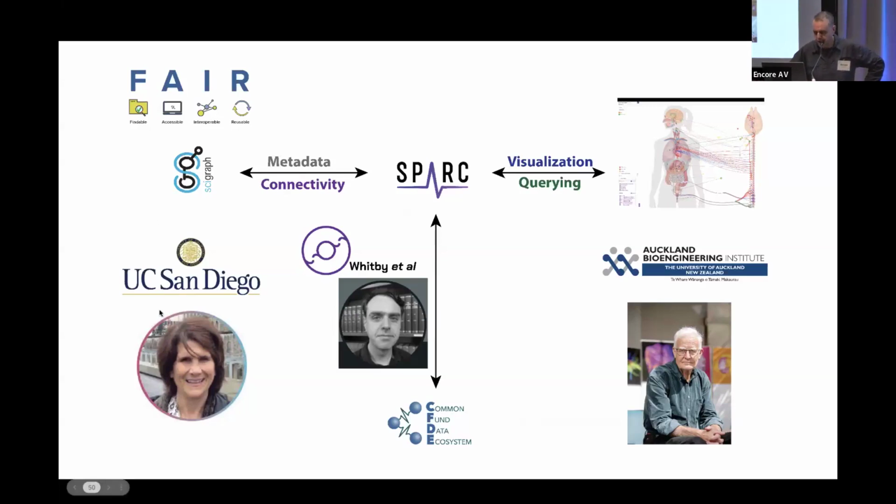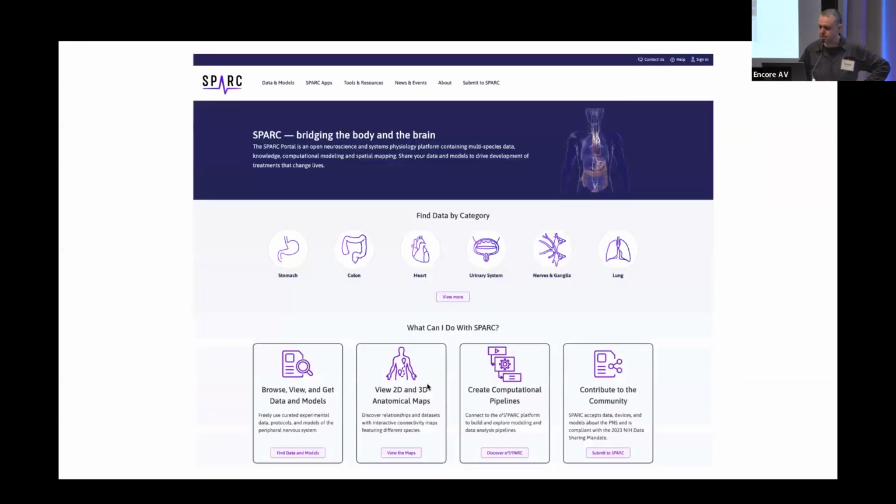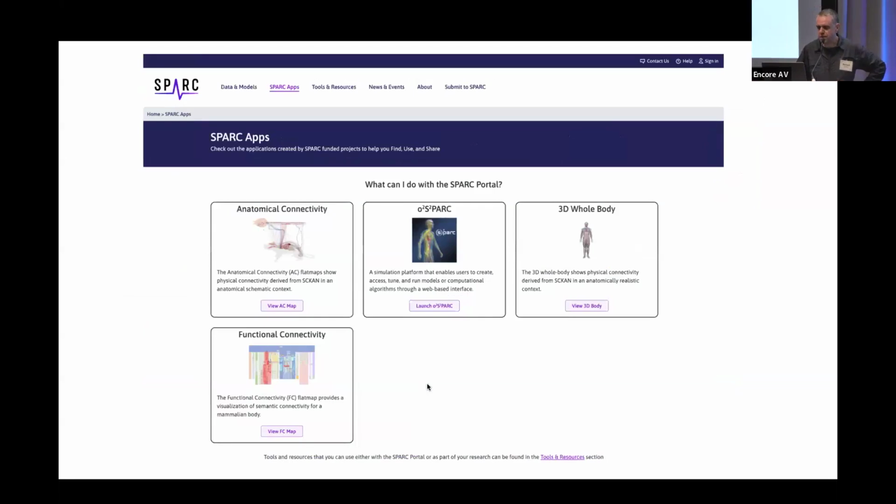Certainly, a lot of the experimental data being generated by Spark is being processed through the San Diego team led by Marianne Martone. And this is creating a knowledge graph that is then linked to a connectivity model, which I have developed in collaboration with Peter Hunter. And this knowledge is then projected onto a screen to help researchers navigate the map, but also find resources that are relevant to them. And of course, the knowledge that emerges from Spark is being deposited into the Common Fund data ecosystem.